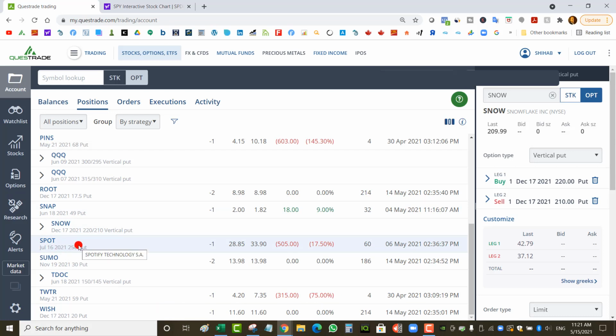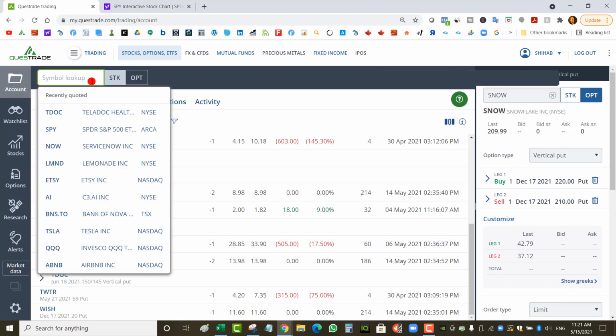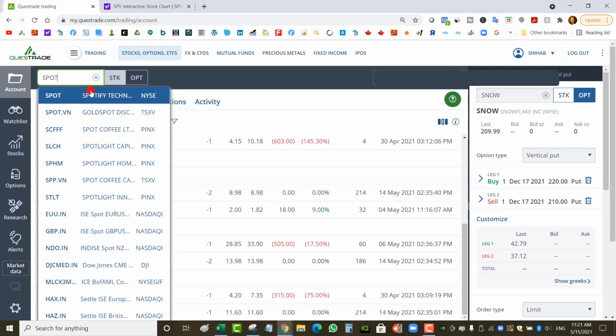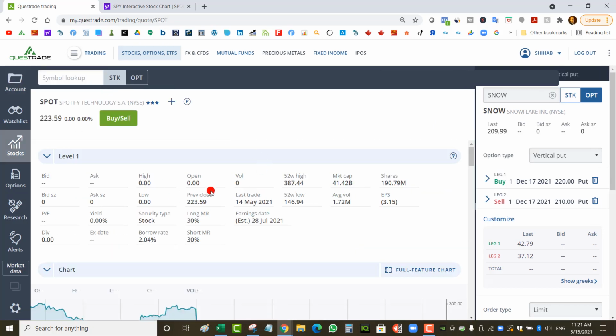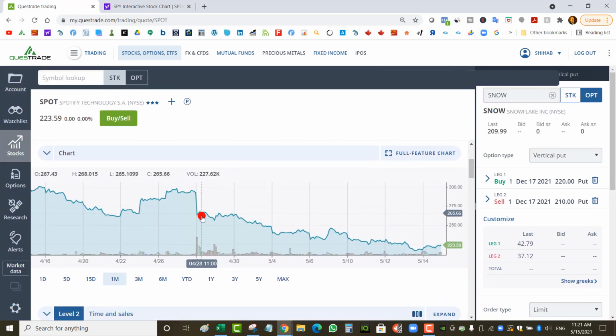Spotify, that's the one that's killing me right now, because Spotify was trading at around 290. Actually, let's look at the chart. This is ridiculous. I don't regret playing this trade. I just think I'm very unlucky. So Spotify was at 294 before the earnings announcement.